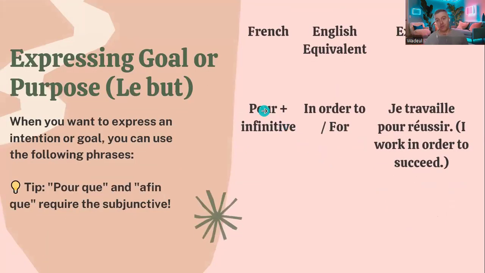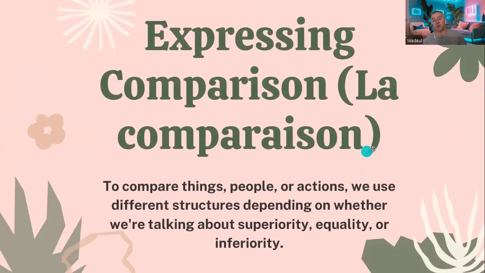So now we have pour. As you can see, in order to, or for, very important. It expresses a goal or a purpose. Je travaille pour réussir. As you can see, pour que and afin que require a subjunctive. That's something different for another lesson. So please remember, when you use pour, it's only pour, not pour que or afin. As I say, je travaille pour réussir. I work in order to succeed. Pour, very important.